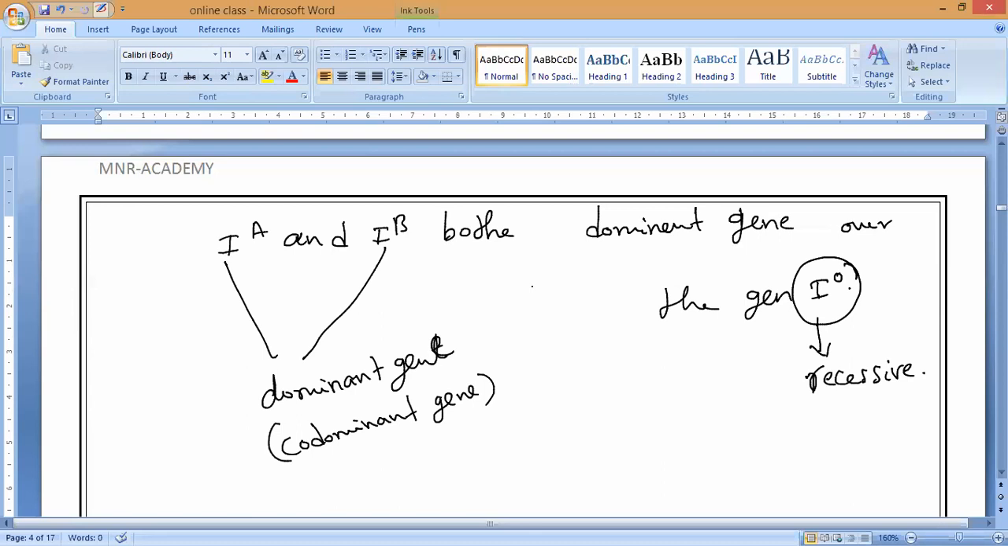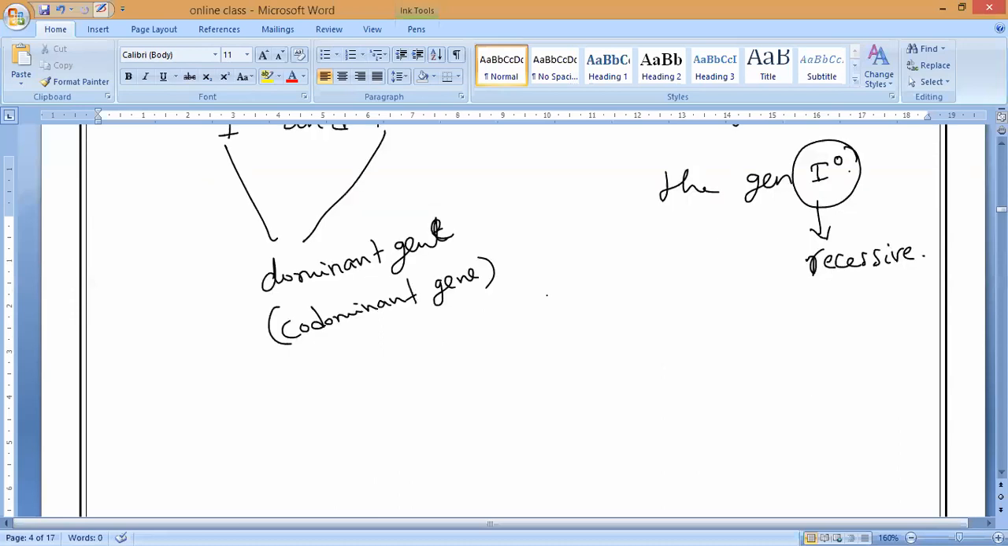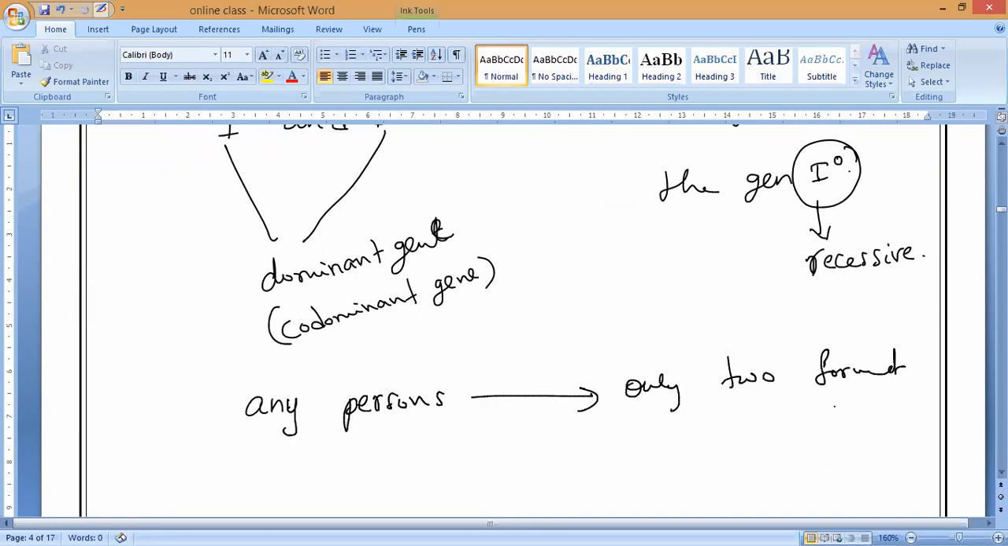Now let us see, although there are three genes, called alleles, for blood group, any one person can have only two of them. That is what you have to remember. Even though we have three forms of alleles, any person has only two forms of alleles. Do you understand, everybody?